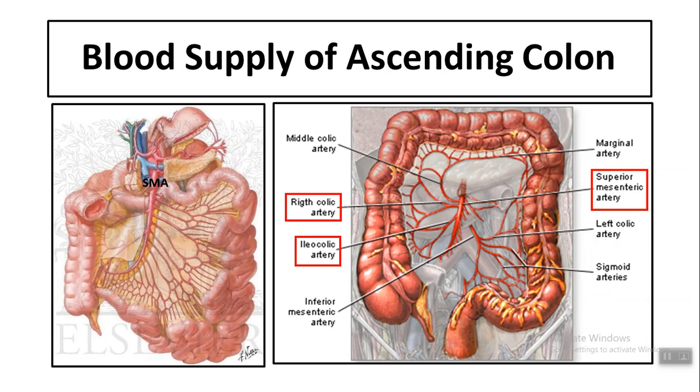The blood supply of the ascending colon is from branches of the superior mesenteric artery, which are the ileocolic artery and the right colic artery, which pass in between the two layers of the peritoneum to supply the ascending colon.